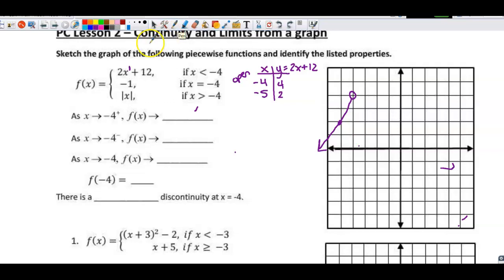All right, it says f of x equals -1 if x is -4. So that's just the ordered pair -4, -1. So at -4, the y value is -1. And that's good. This still passes the vertical line test. And the last one is an absolute value function.